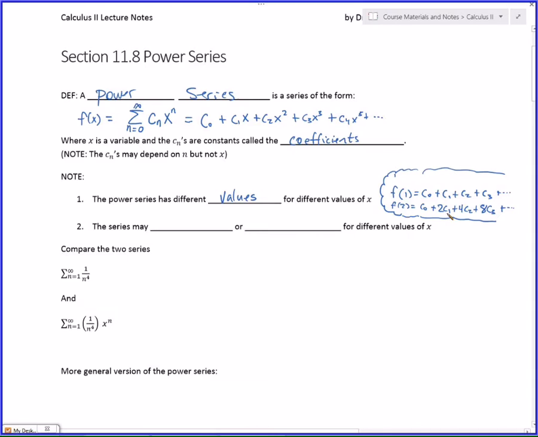And the series may converge or diverge for different values of x. So the same series could be convergent for one value of x and divergent for another value of x. In fact, the main goal of 11.8 at the end of this section is to answer the question of, given a power series, what values of x does it converge for, and what values of x does it diverge for? That's the ultimate goal of today's lecture.